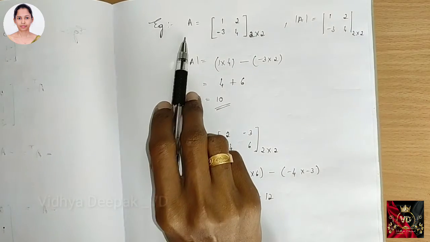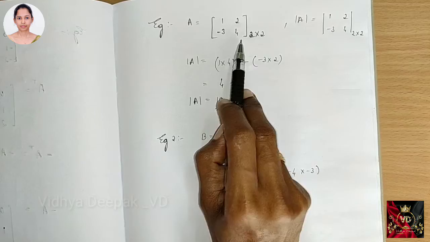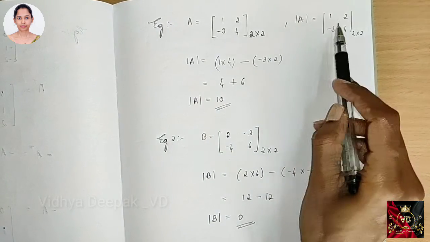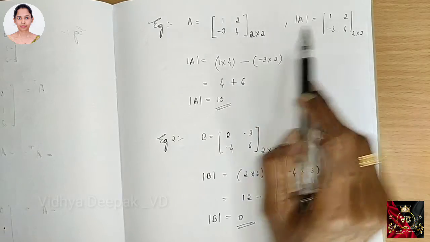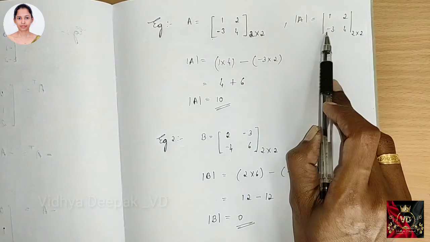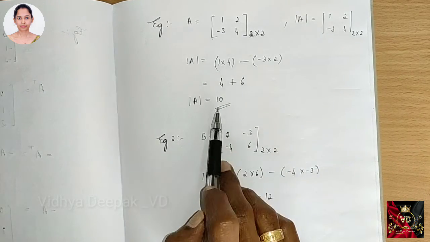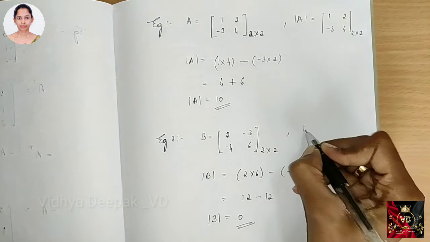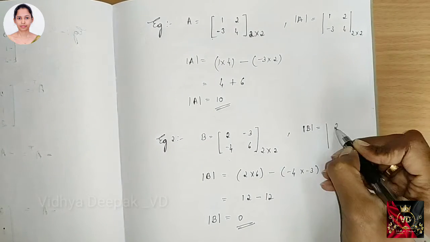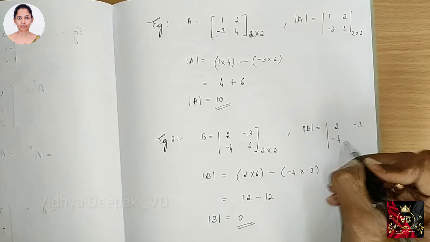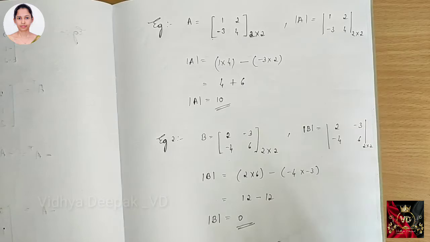So here I've considered the matrix A. So this symbol is like this, right? When I take the determinant of this, the symbol becomes like this. We have to draw two lines here, okay? So we should not write it like this. This is matrix, this is determinant, okay? I didn't write that question again, so I directly did that. So for B, how will it be? Mod B, or determinant of B, is nothing but 2, minus 3, minus 4 and 6. The symbol here changes, right? This is a 2 cross 2 matrix.